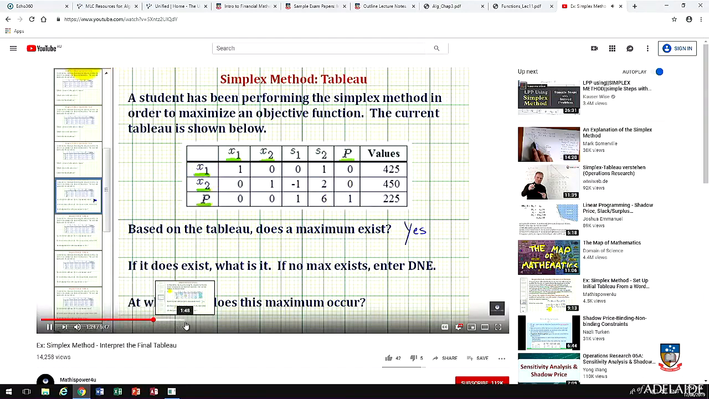So first, notice how the maximum of p, our objective function, equals 225. So that's the second question. The maximum exists. What is it? It's p equals 225. Analyzing the table, we also know that x sub 1 equals 425 and x sub 2 equals 450. Okay, so we've got some setting things to 0.